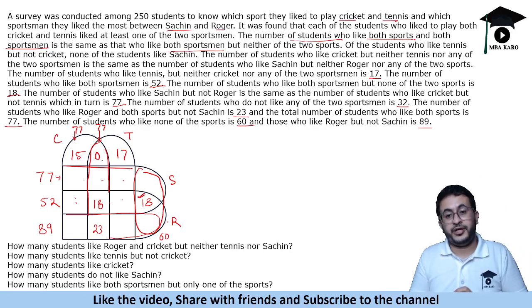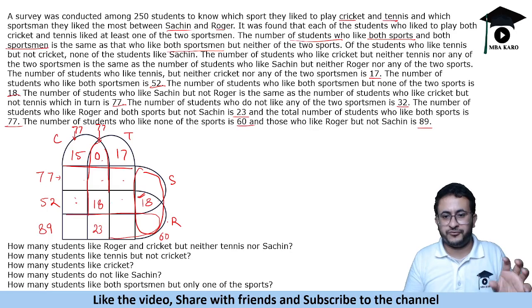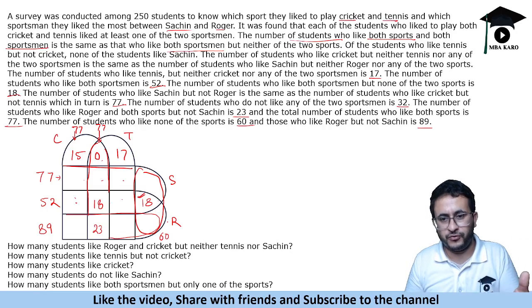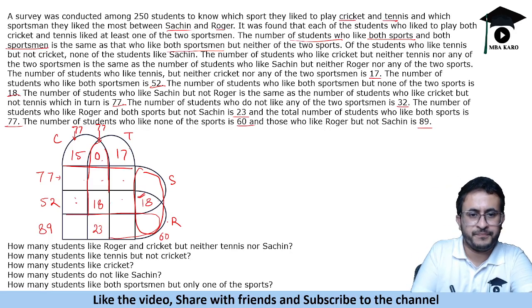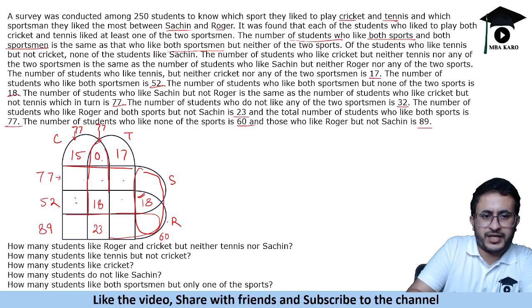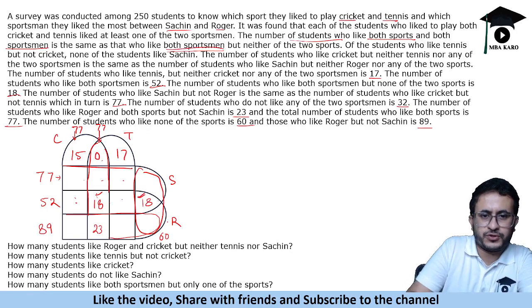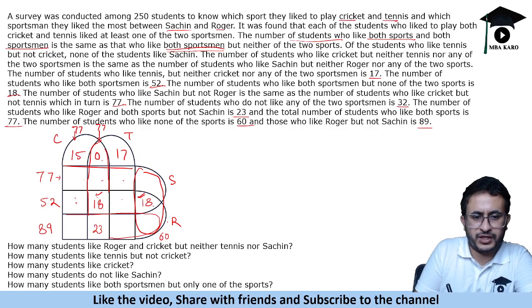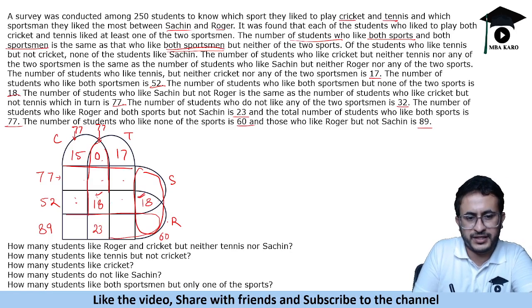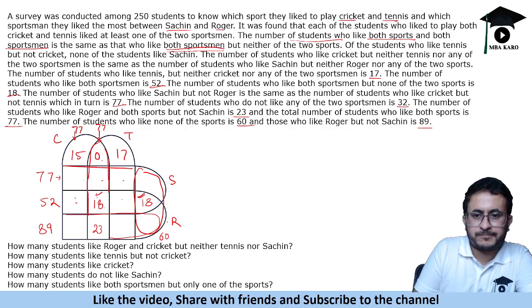But it is very important to understand the regions. Like the 4 regions, where all 4 meet, where 3 of them meet, meeting of 2 of the regions, etc. It is very important to know. So both sports and both sportsmen, that means this part where all 4 sets meet, and it is same as both sportsmen but neither of the two sports. So that means only both sportsmen. So that is 18 and 18. Then we have filled this value also.